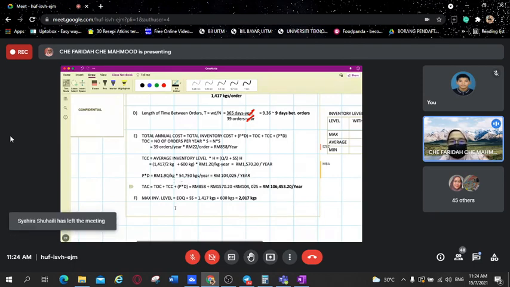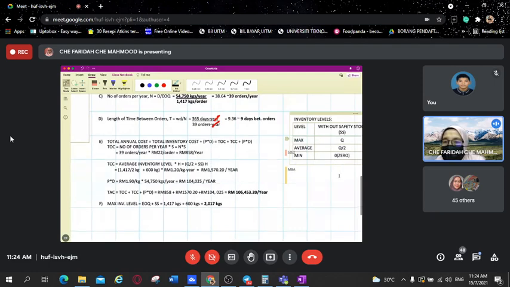And next question is maximum inventory level. Maximum inventory level I have mentioned before. Inventory level kita ada 3: maximum, average and minimum, depending upon we carry safety stock ataupun tidak. Because this question ada safety stock, so you make sure that the maximum will be Q plus safety stock. Just like this one.